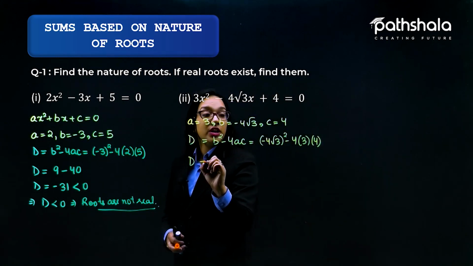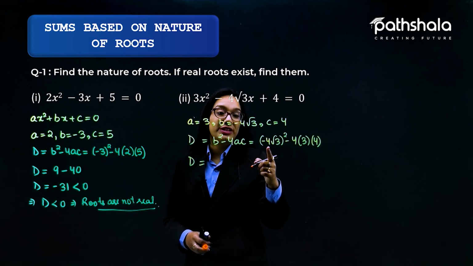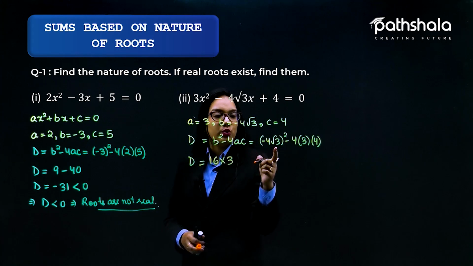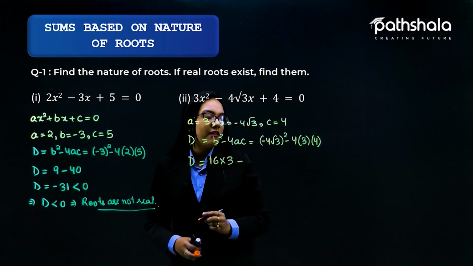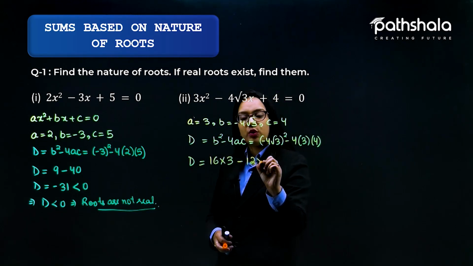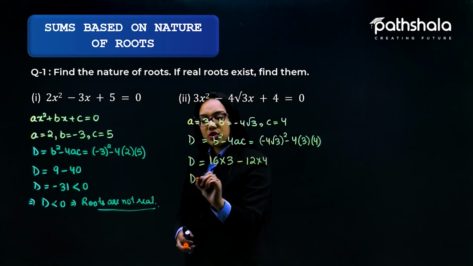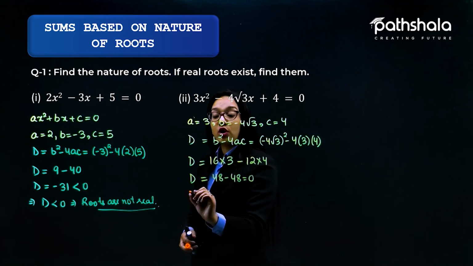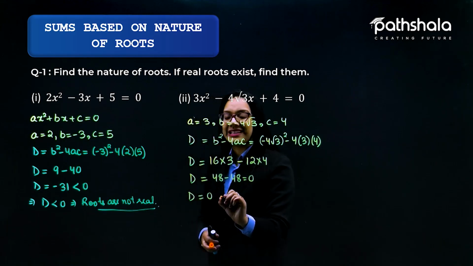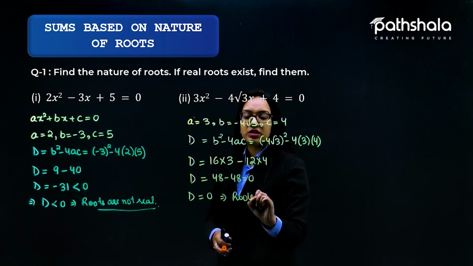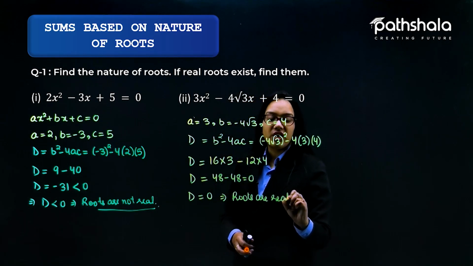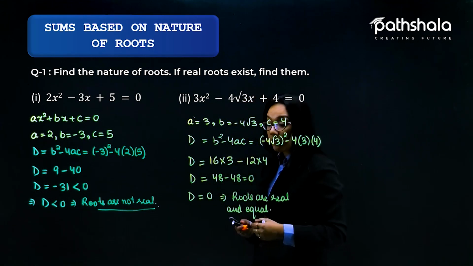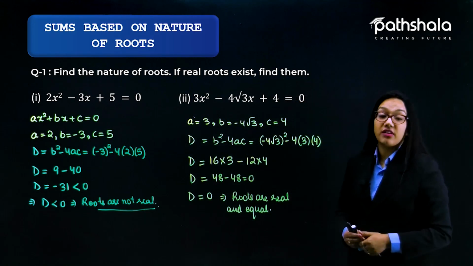Let's find the values of it. So this would be 16, 4 into 4 is 16, and then 16 into 3, because root 3 square is 3, minus 4 into 3 is 12, so 12 into 4 is 48. So D is equal to 48 minus 48, which is equal to 0. So if D is equal to 0, it means that the roots are real and equal. Always remember, whenever D is equal to 0, the roots are real and equal.